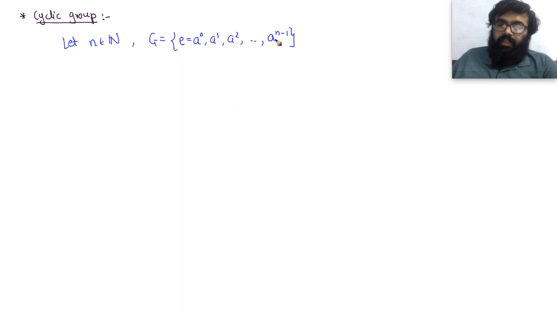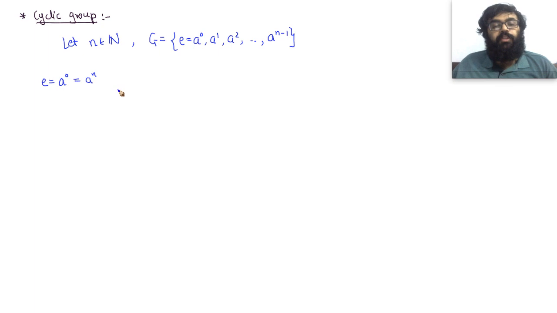So what is a raised to n minus 1? It means a dot a dot a, or a star a, whatever the binary operation of the group is. This is just symbols, a raised to i. Here a raised to 0 is the identity, and a raised to n is again the identity. So this is what we define, fix the symbols.